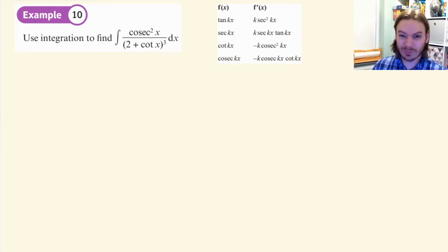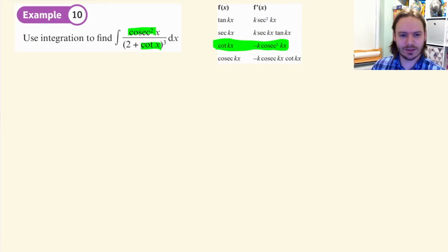Okay, so we're going to look at a couple more slightly more awkward examples of this reverse chain rule for integrating. In example 10, we've got a fraction, and it's got a cosec squared and a cot in it. And this from the formula book is telling us that cot differentiates to cosec squared, or negative cosec squared. So it feels to me like this is going to be a useful tool.